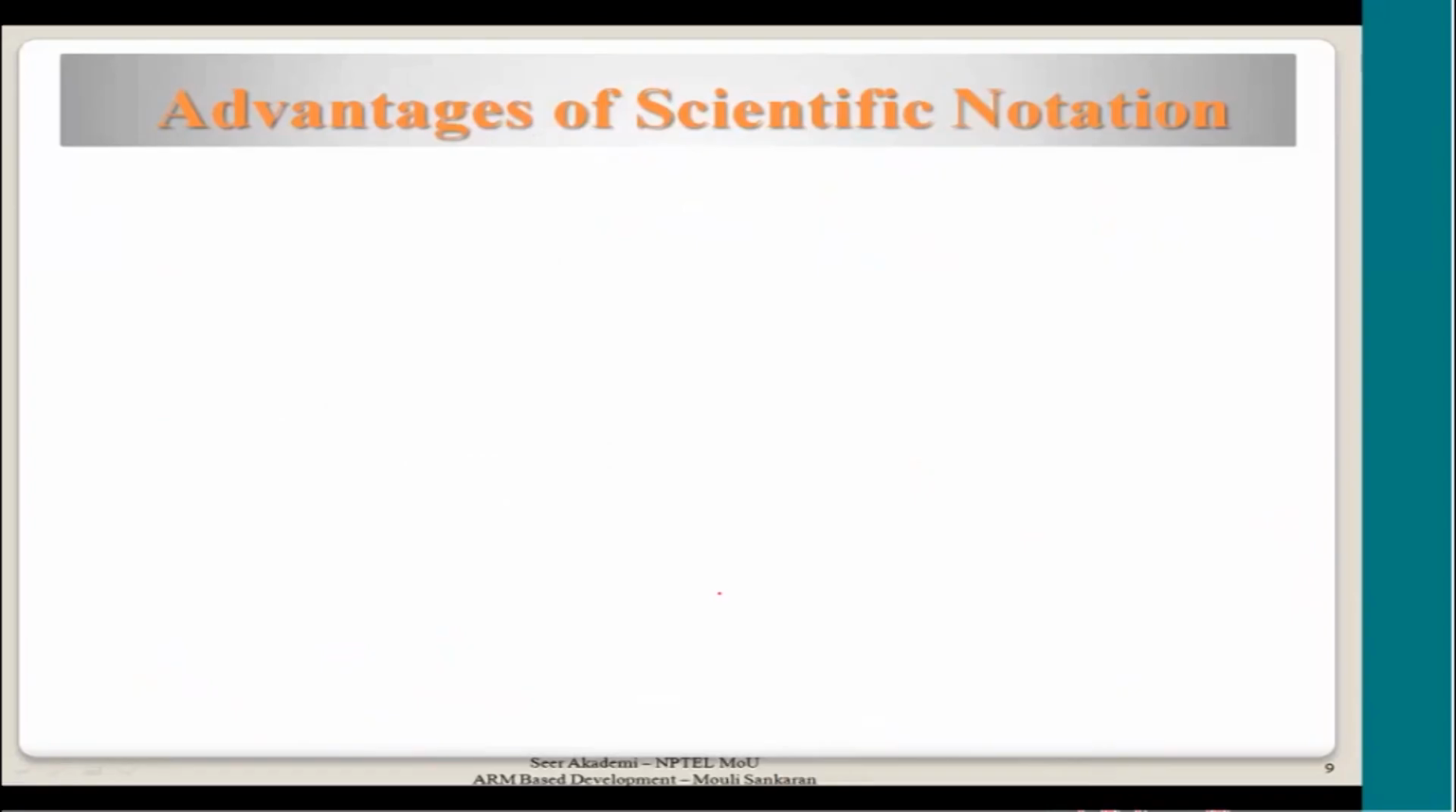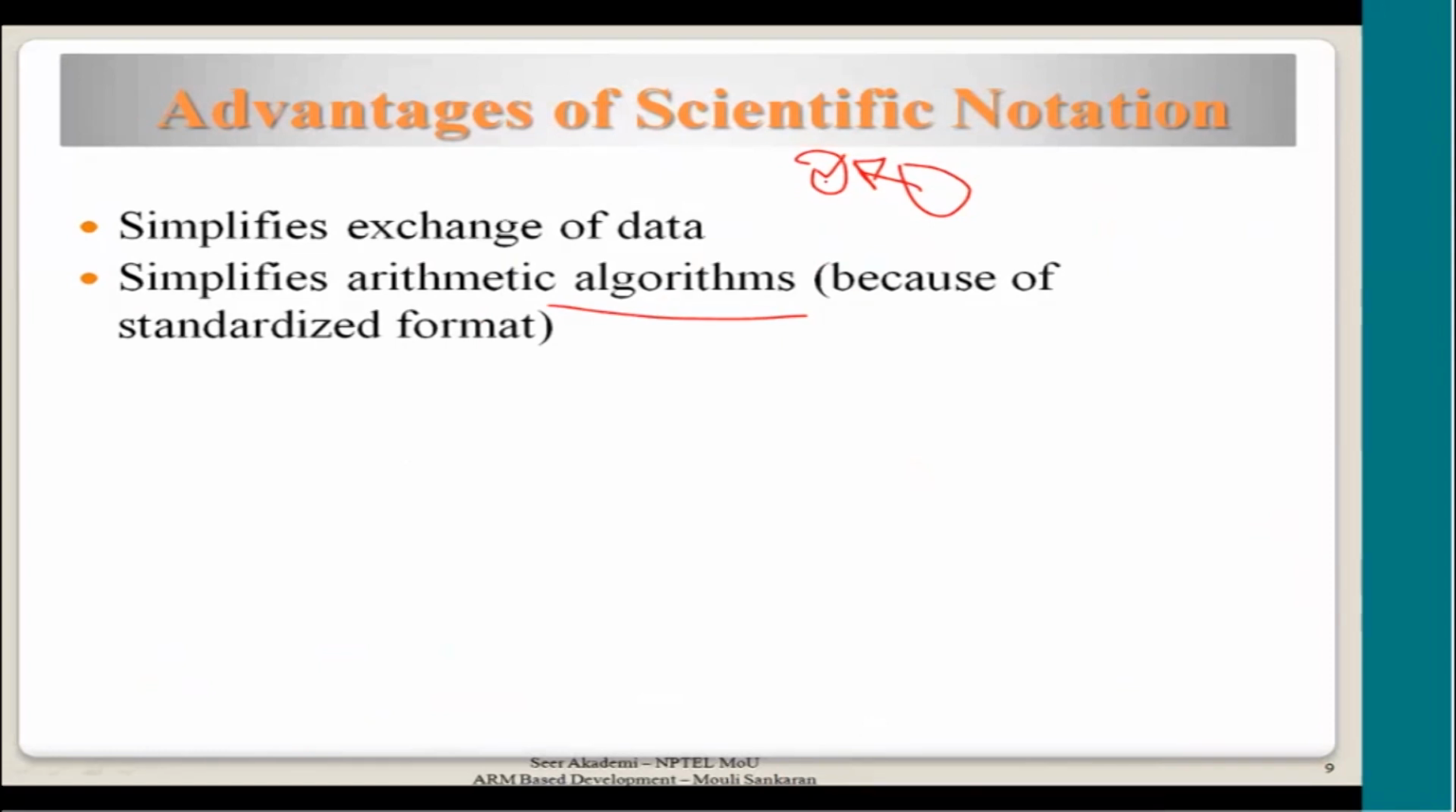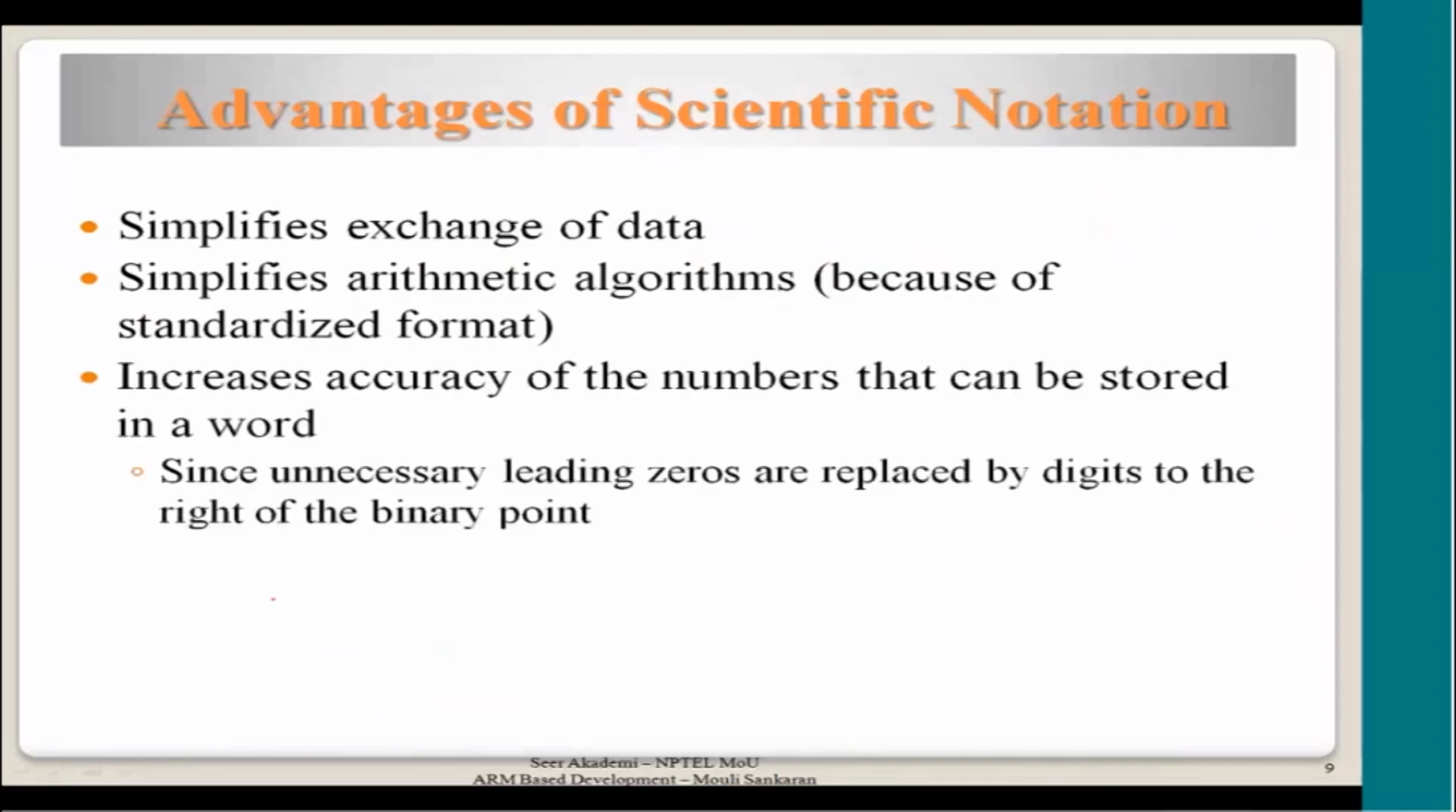Before we come to that, let us see some advantages of having the scientific notation. It simplifies exchange of data, which is what I just said. You can compute something in one computer and give it to another, and they will understand it correctly. It simplifies arithmetic algorithms. Because of the standardized notation, the implementation of addition, multiplication, all that can be uniform, so it simplifies the algorithm. It increases the accuracy of the numbers that can be stored in a word, since unnecessary leading zeros are replaced.